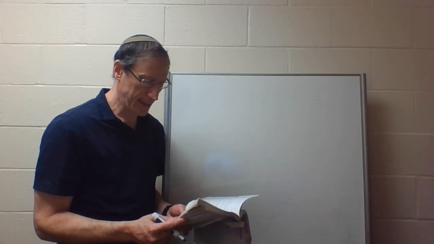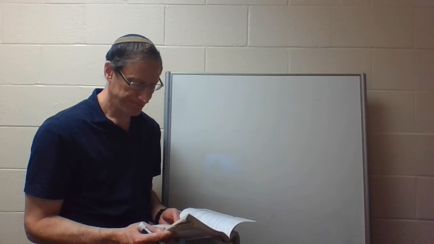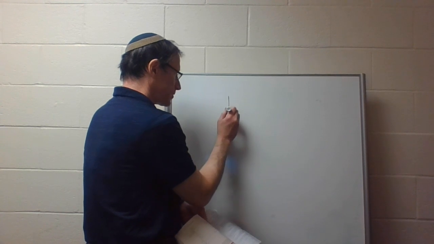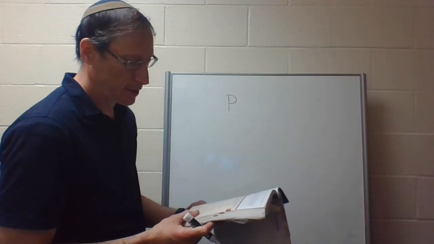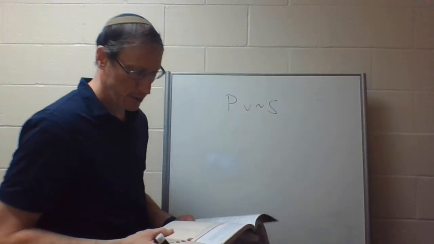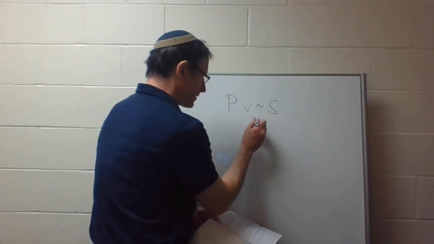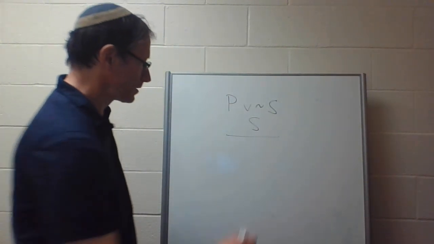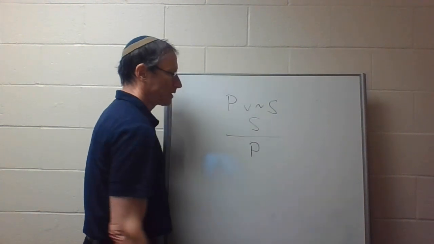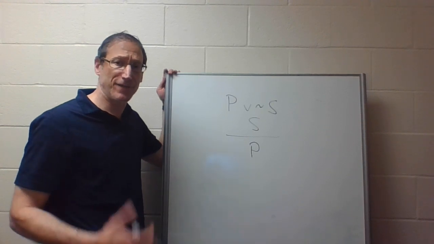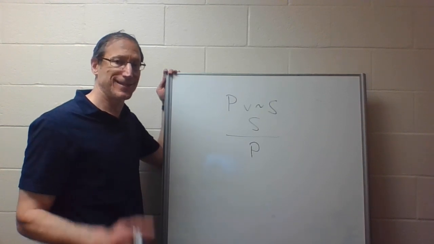Let's take a look at, oh, I see. Here's, I think, where we have a case. Well, let's suppose we have, let's do number 13. P wedge not S. And then we have S. Therefore, P. Okay. Now, the question is whether this counts as a valid substitution instance of disjunctive syllogism.